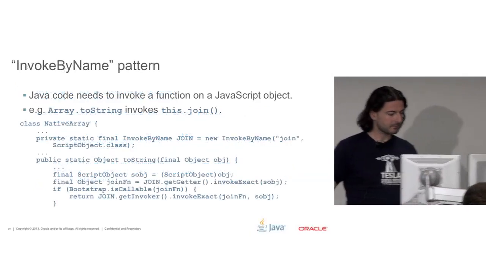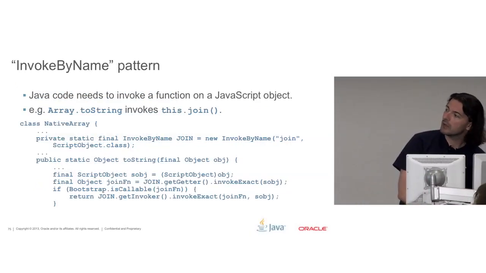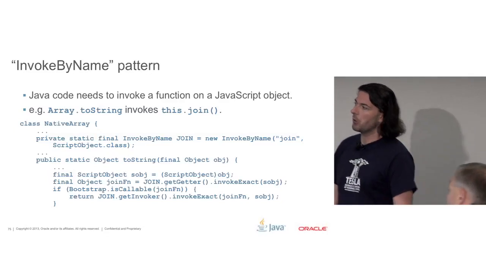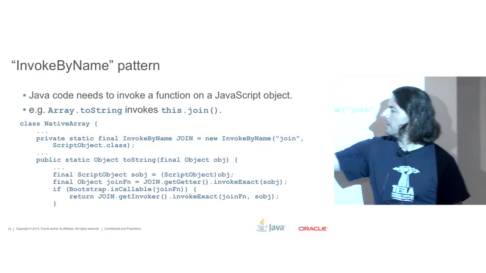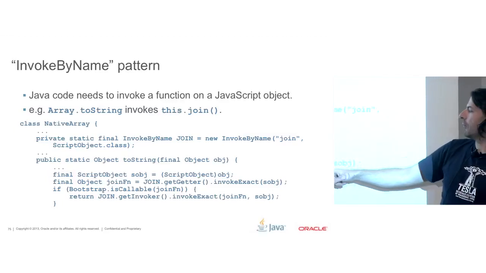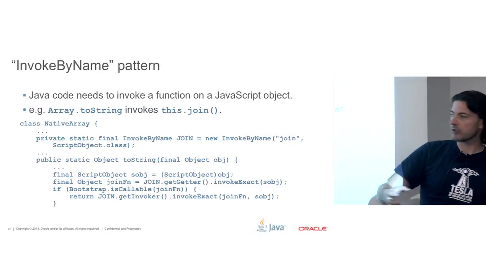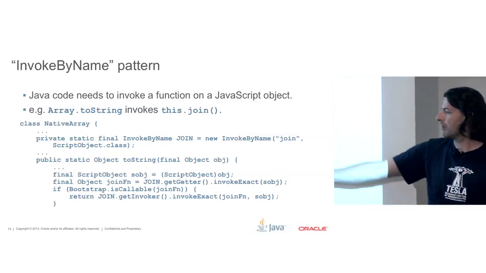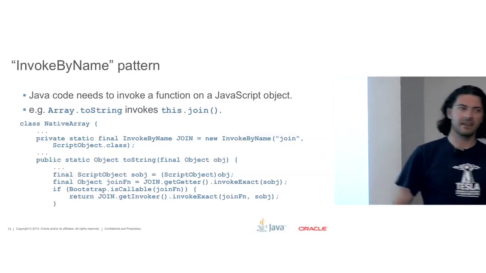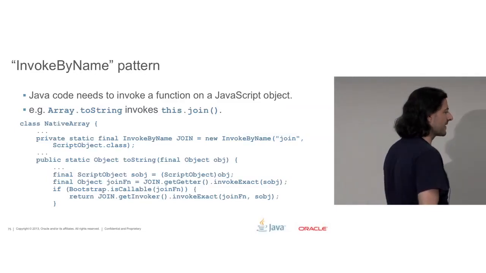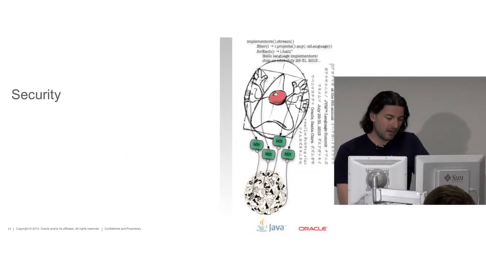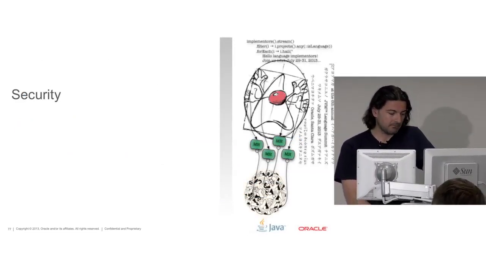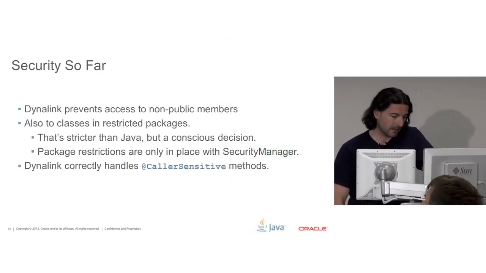And then afterwards, when you want to use this thing, all you do is your toString for native array will say, okay, invoke the getter that retrieves me the join function on this object, and if it's actually something that's callable, then invoke the invoker for the function. There's a few levels of indirection, but this is modulo error handling, right? And I will actually be able to finish this on time, apparently. I have a few words still on security.